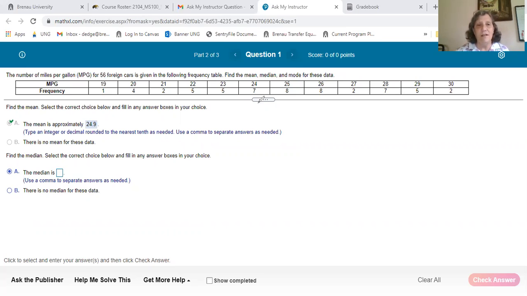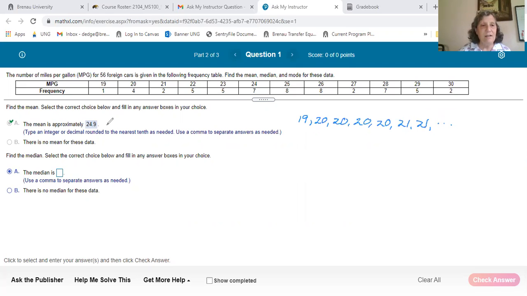So the raw data, if it were in order even, which it wouldn't be when you first got it, would have been, there would be 1 19, there would be 4 20s, there would be 2 21s, etc.